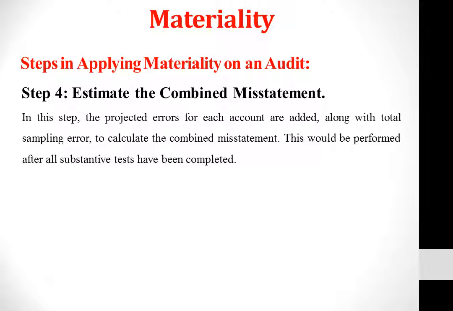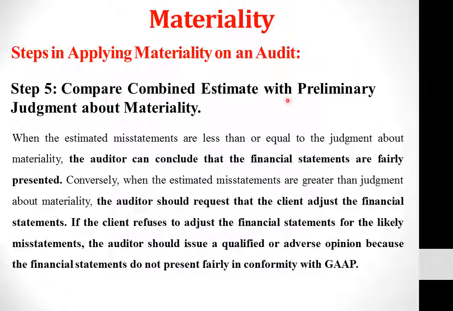Step 5: in step 5 we are going to compare combined estimate we got in step 4 with the primary judgment about materiality which we got in step 1. نبدأ نقارن بقى ب combined misstatements اللي احنا جبناها في step 4 مع primary judgment about materiality اللي احنا حسبناها في step 1. Okay, if the comparison shows that primary judgment about materiality is equal to or more than combined misstatements, the auditor can conclude that the financial statements are fairly presented. This is the opinion the auditor is going to give.